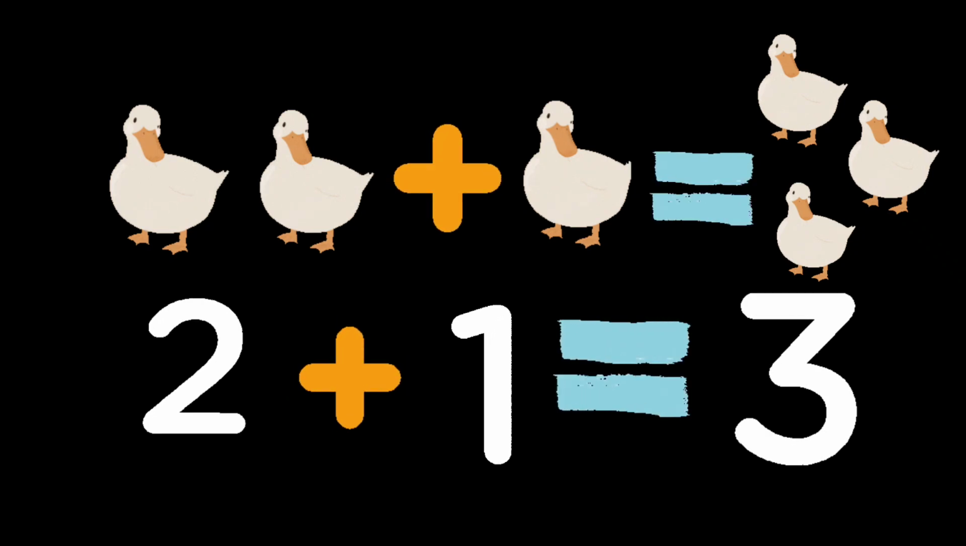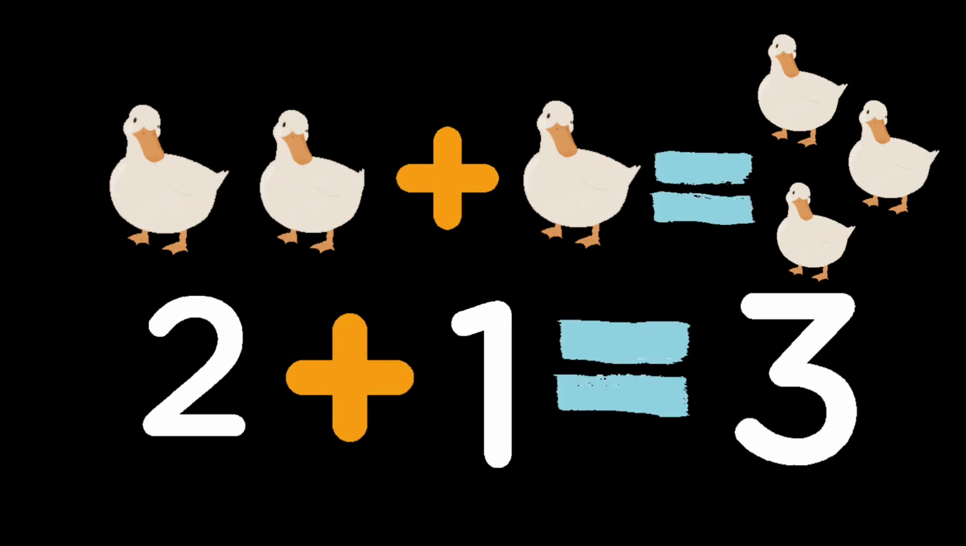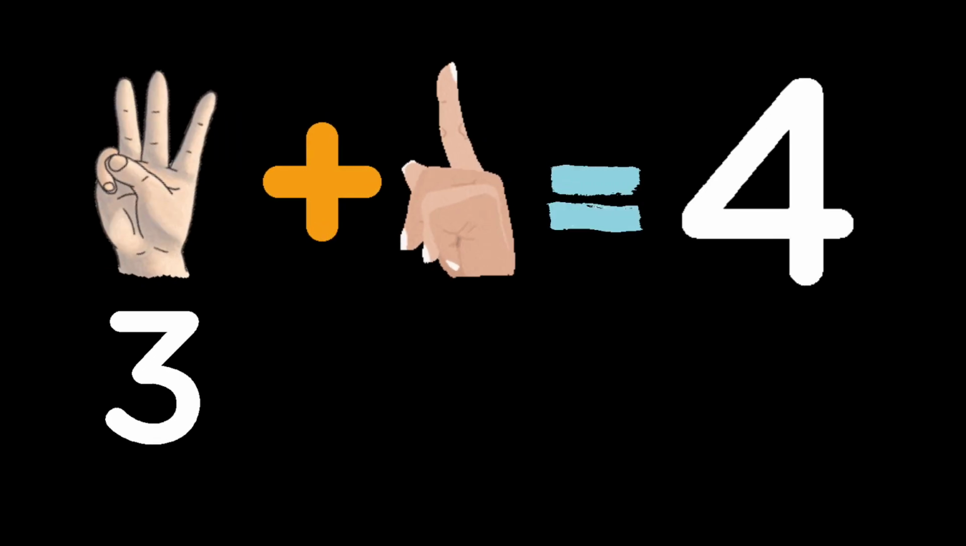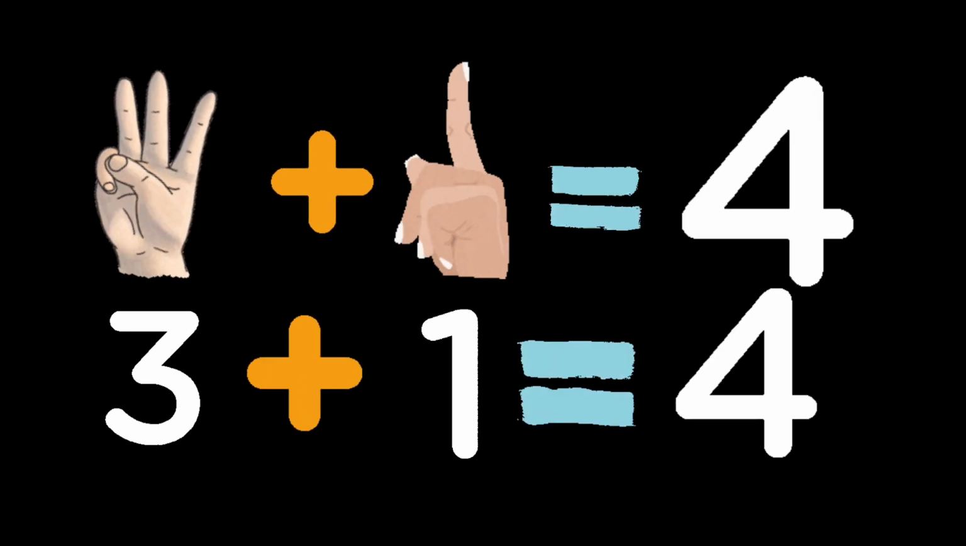Let's see the next example. You can see 3 fingers. Now show me your 3 fingers. Yes, hold on. Now add 1 finger. So how many fingers can you see now? Yes, 4. So 3 plus 1 equals 4.